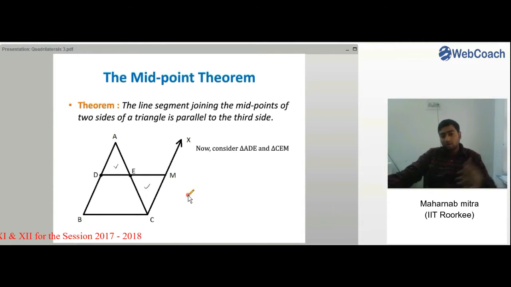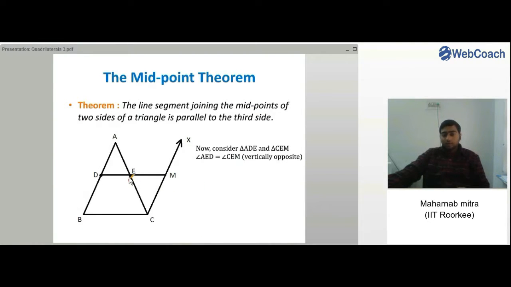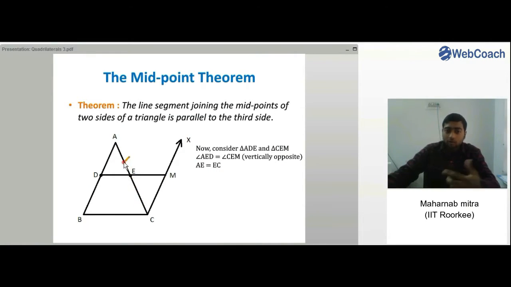So let us see how we can show that this is a parallelogram. We have taken the two triangles ADE and CEM, and from this the vertically opposite angles, angle AED and angle CEM, are equal to each other, right? Because they are vertically opposite. And AE is equal to EC, right? Because E is the midpoint of AC. This side is equal to this side, and angle DAE is equal to angle ECM, which is this angle.